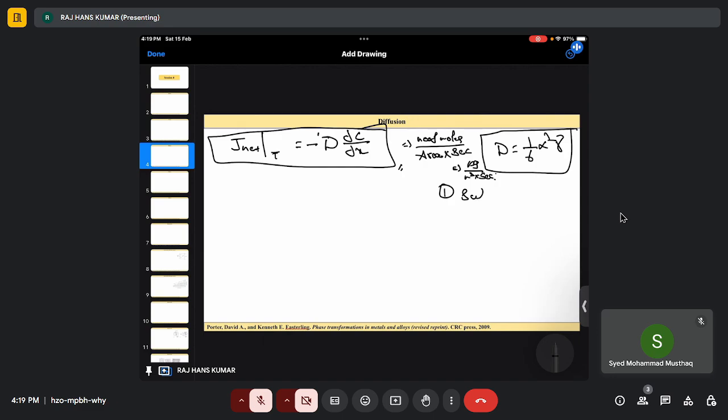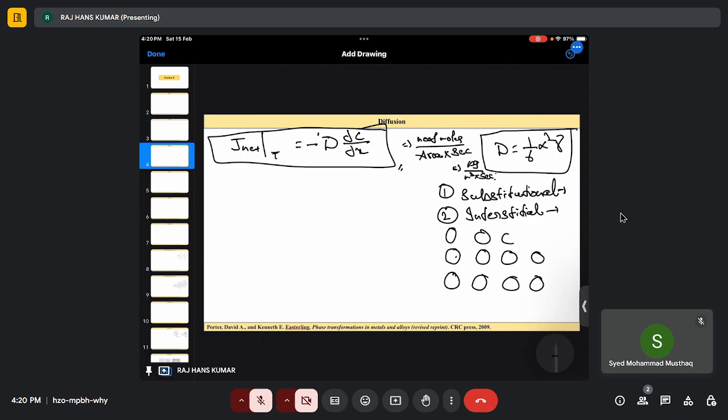One is substitutional and another one is interstitial. So we have two major types of diffusion of atoms: one is substitutional diffusion, one is interstitial diffusion. Now, what do you mean by substitutional diffusion? Suppose we have similar size of atoms, right?